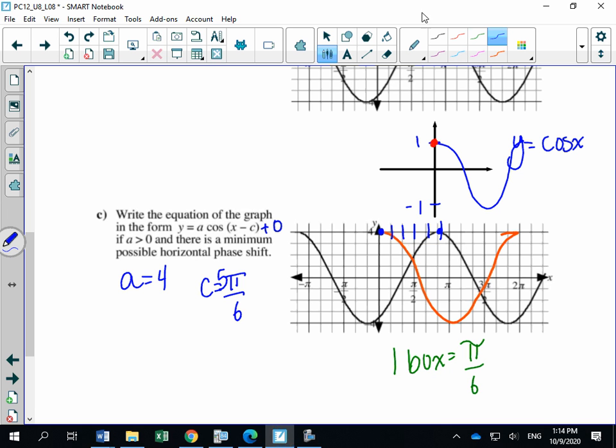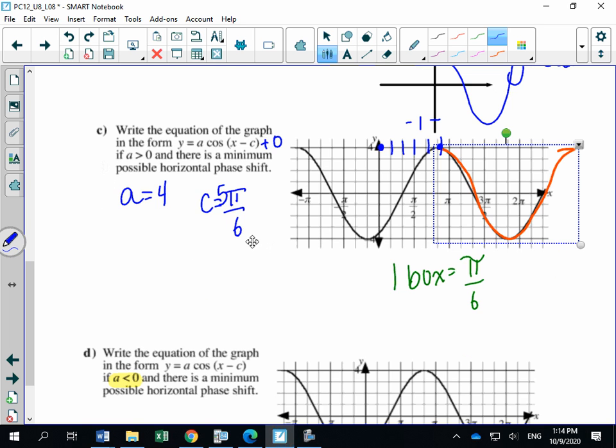And my horizontal phase shift was 5 pi over 6 units to the right. That was what my phase shift was. And then once I move this 5 pi over 6 to the right, that's my translated graph. I've done my stretch and my horizontal phase shift. So now I have to put this into the equation.